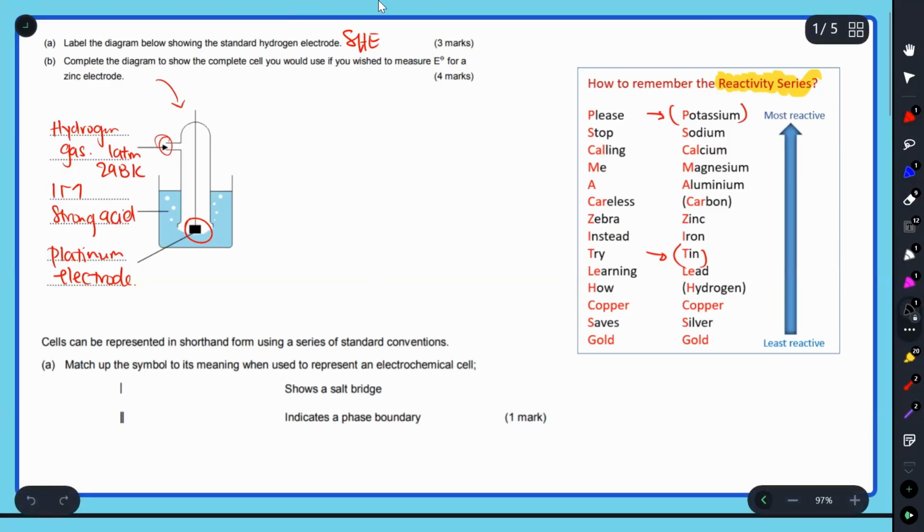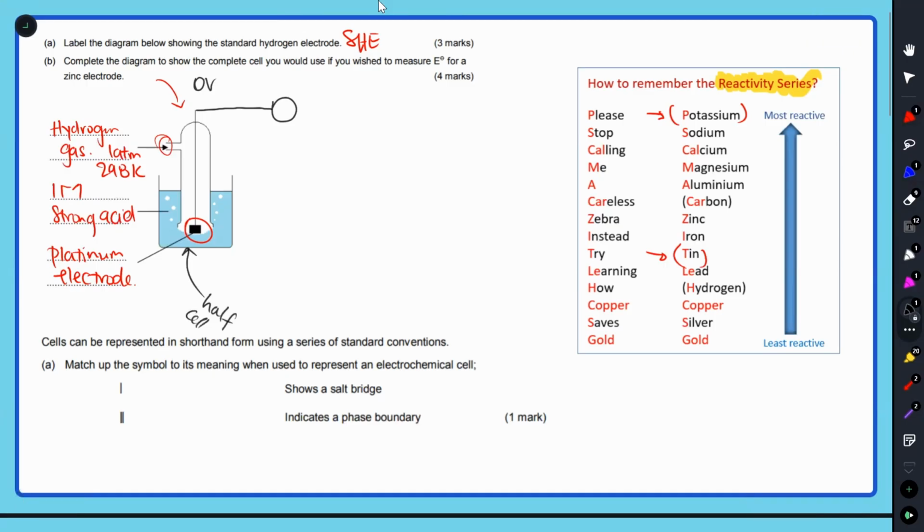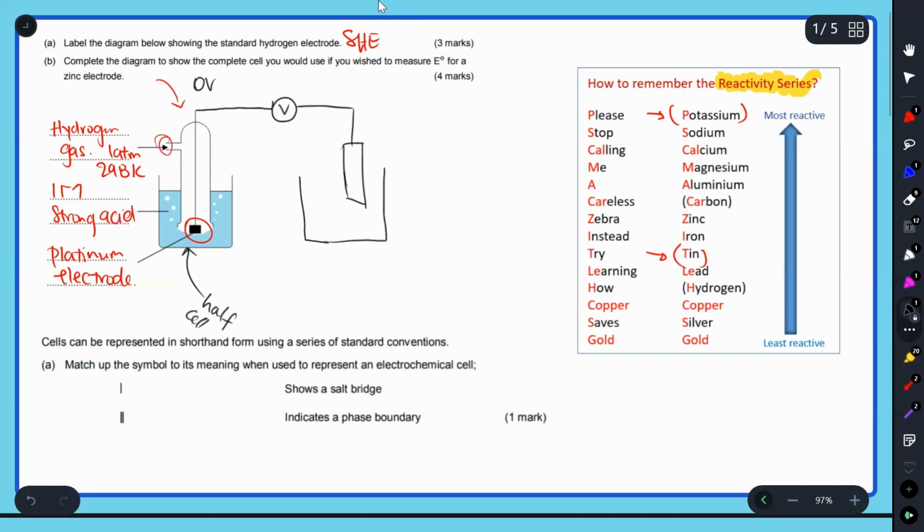So the standard electrode potential of a standard hydrogen electrode is 0 volts, right? So anything you connect this half cell, this is called a half cell, to, so any other half cell you connect this to complete a cell, will give you the standard electrode potential of whatever electrode you've connected to it. So whatever your voltmeter reading would be, that would be the electrode potential of the electrode that is in the other half cell that you've created.